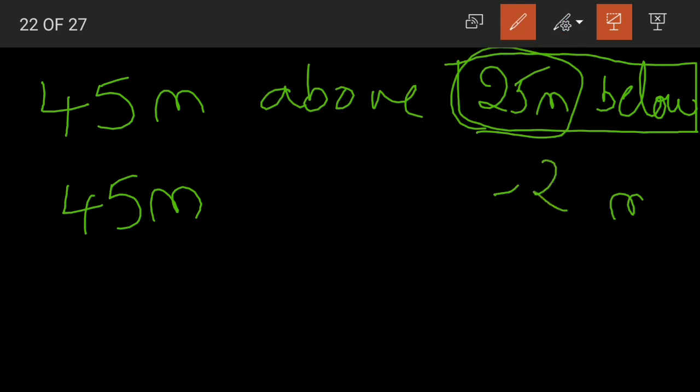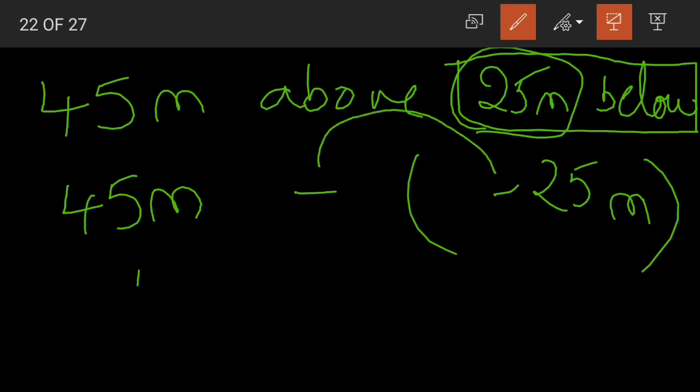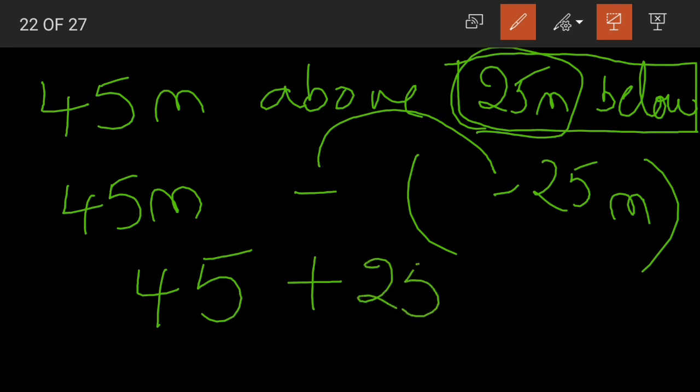It will be represented as minus 25 meters. Now what is it asking in the question? They are asking you the difference between the two. Difference means subtraction, right? So 45 meters minus of minus 25 meters. Again, when both the signs are the same, the answer will be positive. 45 plus 25. What is 45 plus 25? 70, right?